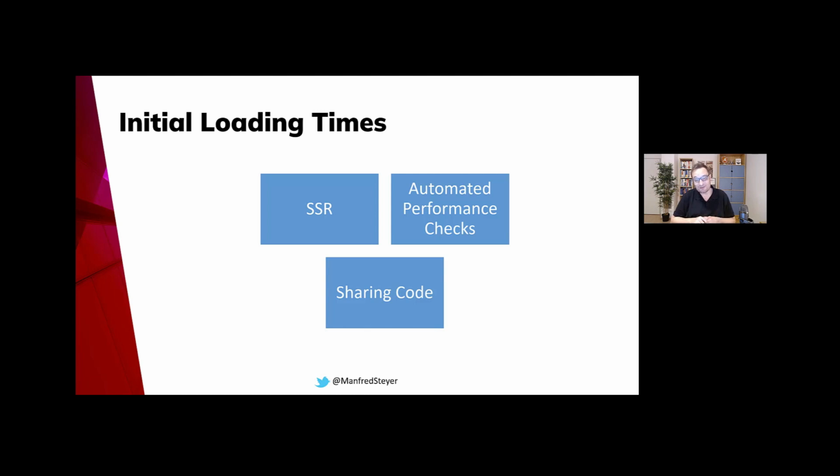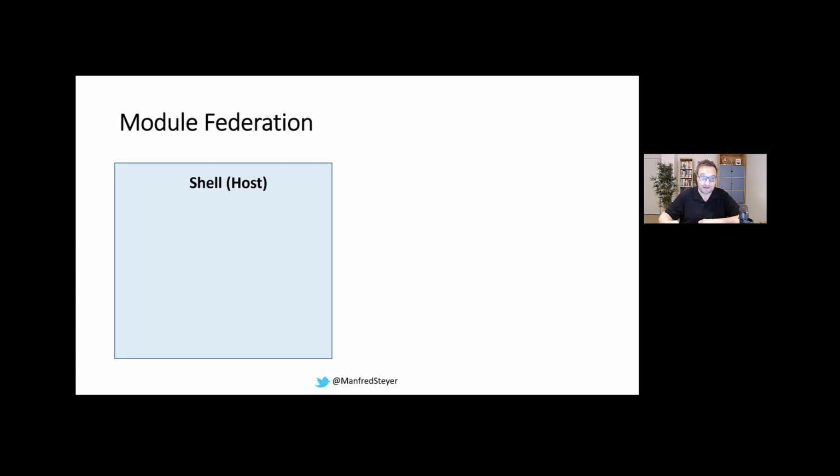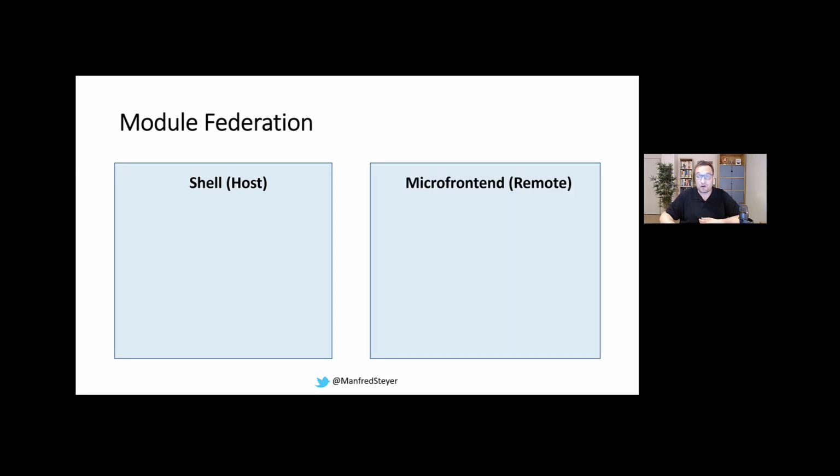And at the end of the day, it's also about sharing code. Just because we have 10 micro frontends that need Angular does not mean we need to download Angular 10 times. This would be quite an overhead. Ideally, we just download it once and share it during runtime. And this is something that can be easily achieved with module federation that comes with Webpack and meanwhile also with other bundlers. When we go with federation, we have two roles, two kinds of applications. The first role is the host, which is our micro frontend shell. The second role is the remote, which is our micro frontend itself.